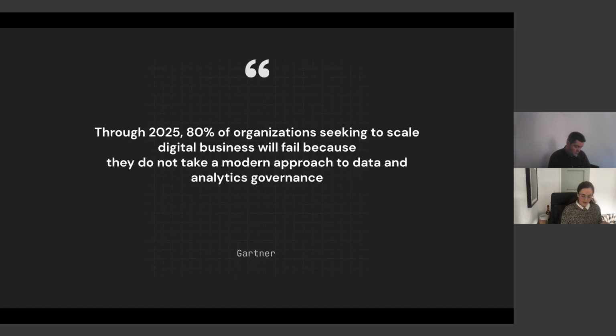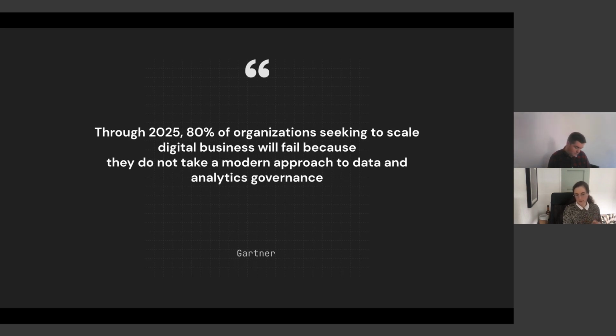And as I said, it's not a case of we don't put time or resources or investment into our data governance strategy, and the end result is that we'll have to pay some fines. It's now becoming something that's fundamental to running your business. So through 2025, 80% of organizations seeking to scale businesses will fail because they don't have a modern approach to data and analytics governance.